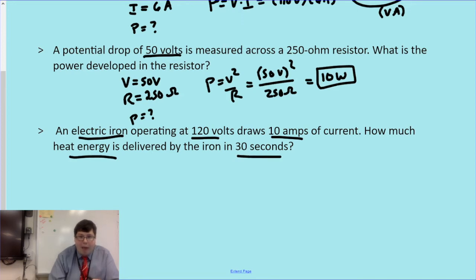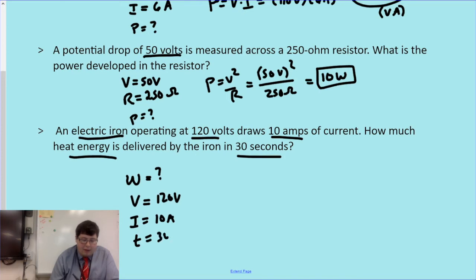Well, now we're not dealing with power, we're dealing with electrical energy. That is W. We want to find the amount of energy delivered. Now, I know the voltage is 120 volts. I know my current is 10 amps. And finally, I know my time of 30 seconds.